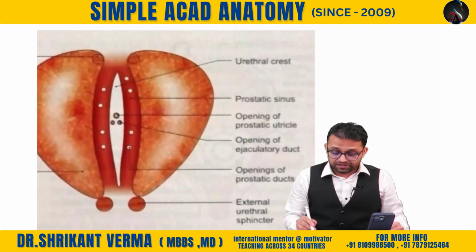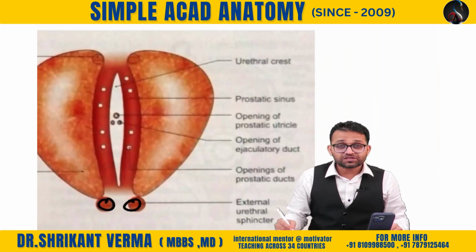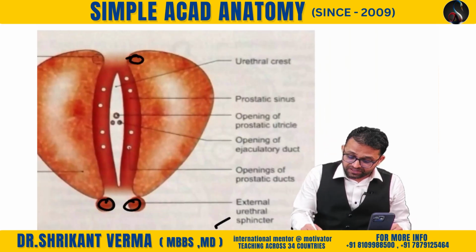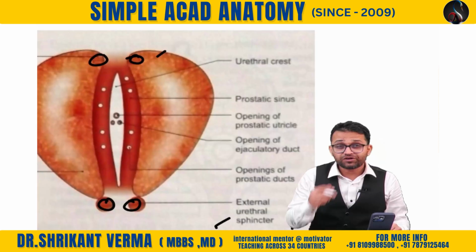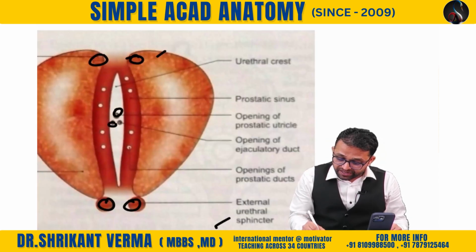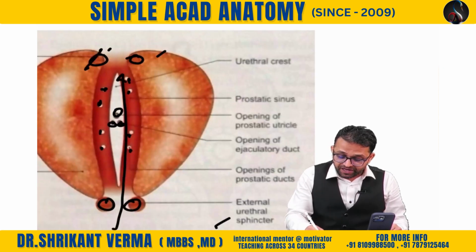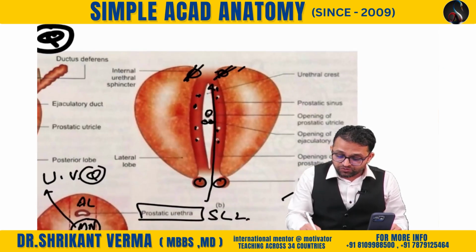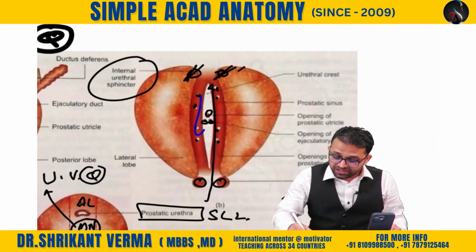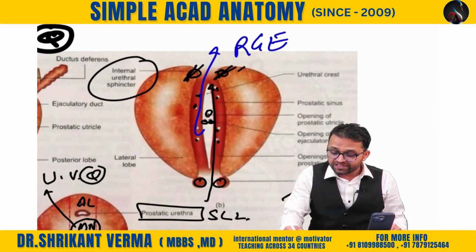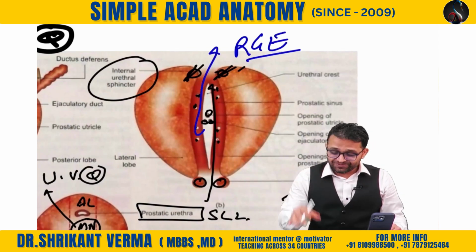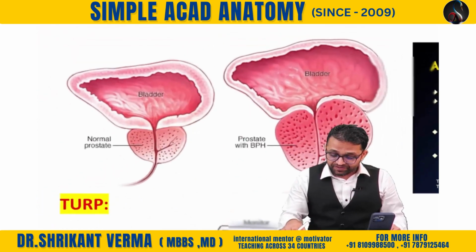Now, when you are cutting, you are looking at the external urethral sphincter, and here is the internal urethral sphincter. Getting the point? So here is the opening of the prostatic urethra and ejaculatory duct, as well as the opening of the prostatic sinus. So whenever you are doing the TURP surgery and you are doing damage to the internal urethral sphincter, the ejaculation can occur upside. That is a retrograde ejaculation. Integration with the surgery. So that's why you will see the BPH.